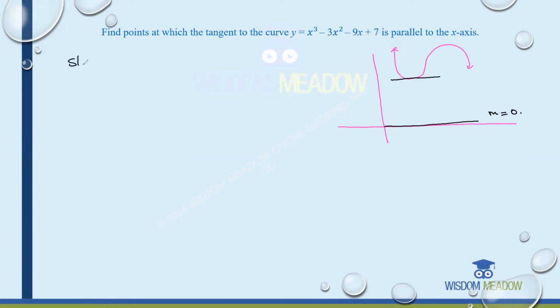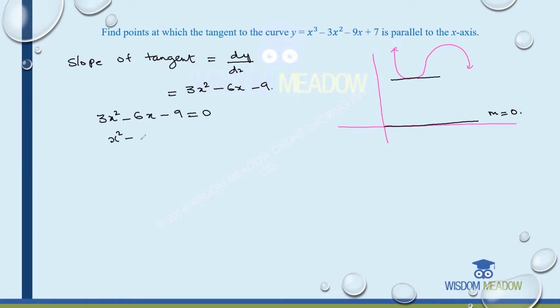So first finding the slope of tangent, that's going to be dy by dx. Finding the derivative, the derivative of y is going to be 3x squared minus 6x minus 9. Now since it's parallel, slopes are equal, so that's equal to 0 because the slope of the x-axis is 0. Now solving for x, dividing by 3, and by factorizing it, I would get x minus 3 into x plus 1. So x is equal to 3 and x is equal to minus 1.